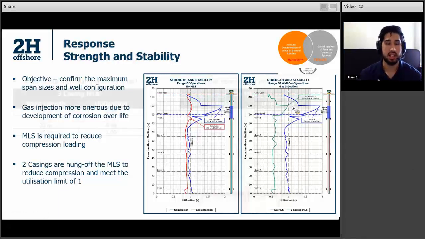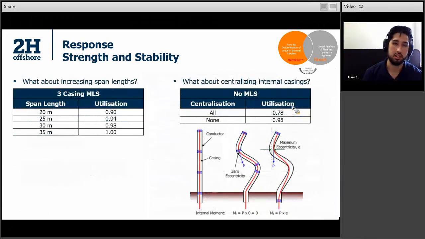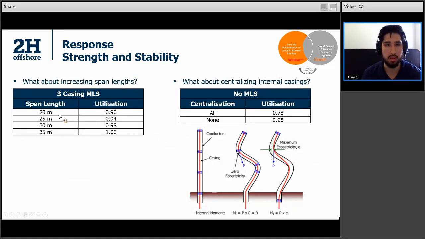So what about playing with a couple of these things, like how close are we actually to optimizing the system with the present understanding? We can play around with the span length, dropping it down to as low as 20 meters or as big as 35 meters. We can see that we're pretty close with our base case thought process, which was at 30 meters, so pretty close to the utilization. If we really wanted to, we could max it out to 35, but maybe allowing a little bit of movement down the line is a good thing.